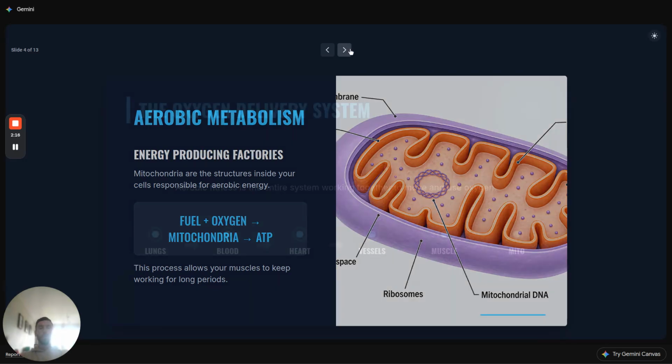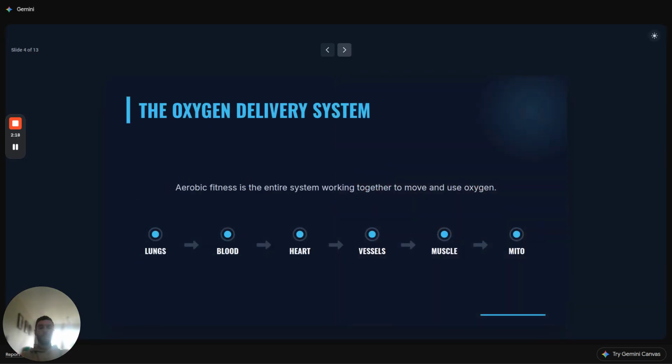Now, we briefly touched on it there, but where does the oxygen come from? This is where I want you to think about aerobic fitness as a whole system, which starts with your lungs. Your lungs get oxygen from the air and transfer it into your blood. Your heart then pumps that oxygen-rich blood around your body. Your blood vessels deliver it towards the working muscles, and then your muscles extract that oxygen and get it into the cells where the mitochondria can use it.